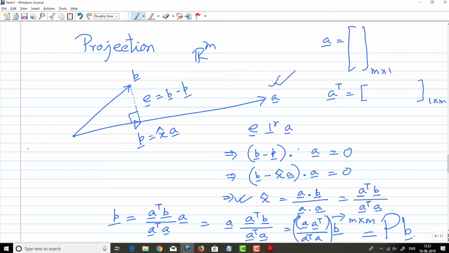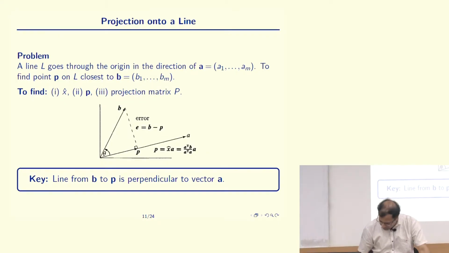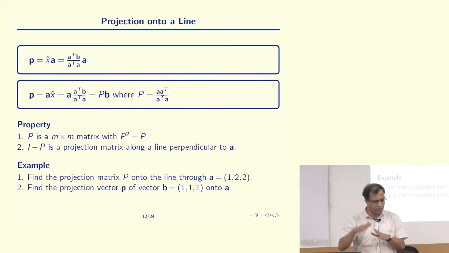So this is P. So there are 3 important things we are computing. First is X cap. Second is the P vector, right? And third is the capital P, the matrix, right? Okay. So we have computed the P vector, we have computed the projection matrix.